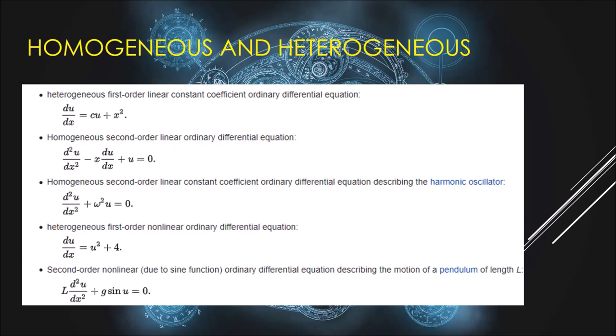Okay, so these are our examples of differential equations. The first example is a heterogeneous first order linear constant coefficient ordinary differential equation. It is heterogeneous because its right-hand side is not zero, and second, it has terms that are non-derivatives. The next example is a homogeneous second order linear ordinary differential equation. The third example is a homogeneous second order linear constant coefficient ordinary differential equation describing the harmonic oscillator, the equation encountered in physics. The last example is a second order nonlinear, due to the sine function, ordinary differential equation describing the motion of a pendulum of length L.